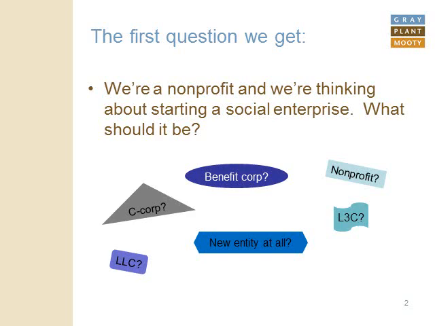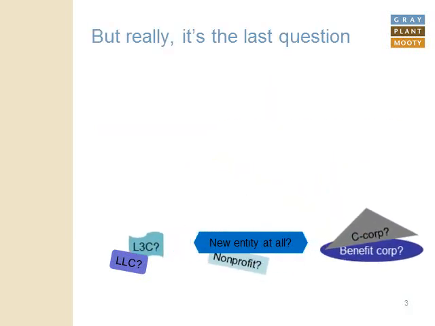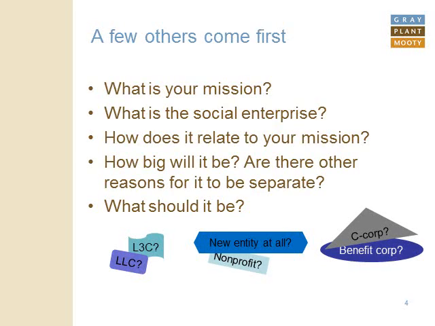And really from our standpoint, the legal question about legal entity should be the last question. Because really the choice of entity should be driven by your business and what it is you're trying to do and how it relates to your mission, rather than starting with structure and building a business behind it. So we ask a bunch of other questions ahead of time. What's your mission? What is it this enterprise is going to do? How do they relate to each other? Are there other considerations? And that leads us to the question, then what should it be from a legal standpoint?